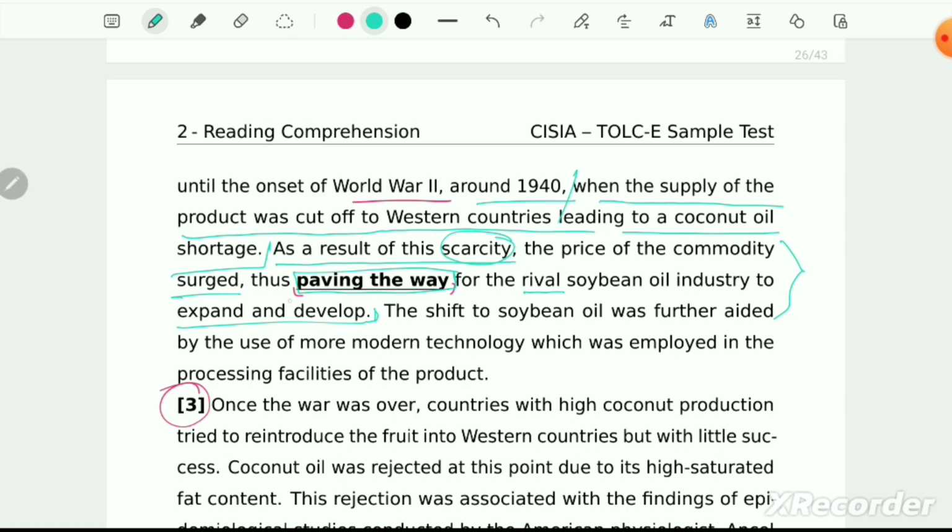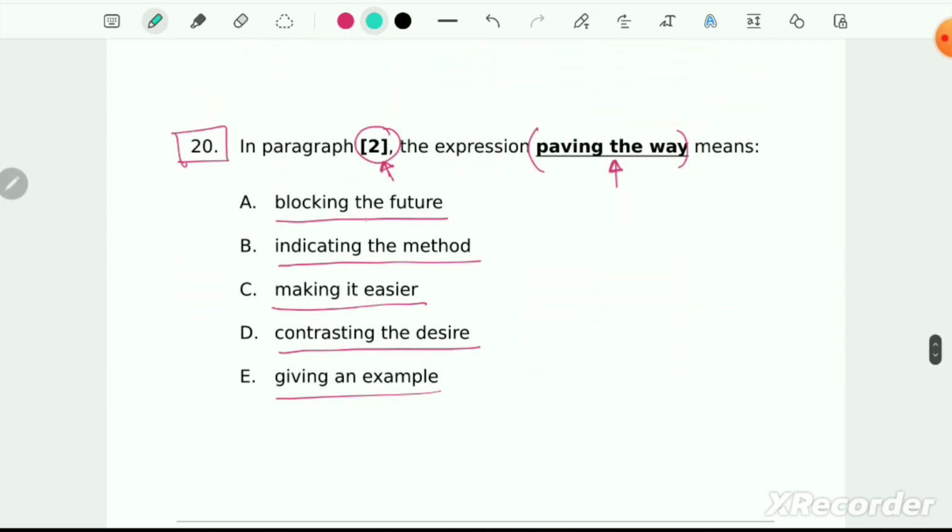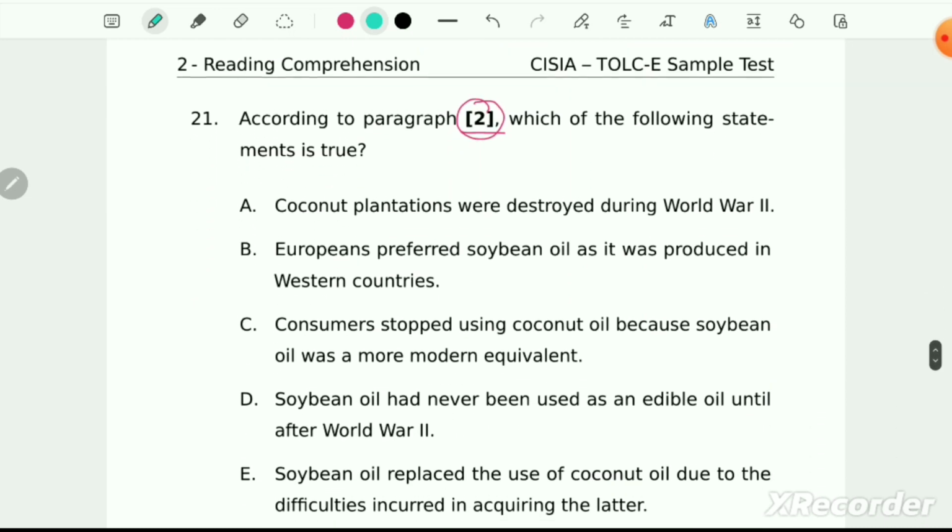Okay, thus paving the way. That means paving the way seems like it's facilitating or making it easier for the rival soybean oil industry to expand and develop. Okay, now next on our options. Blocking the future, I don't think so. Indicating the method, no. Making it easier, exactly, this is our answer. Paving the way means it actually facilitates or makes it easier for the rival soybean oil industry to expand. Contrasting, these are giving an example. Okay, let's go to our next question.